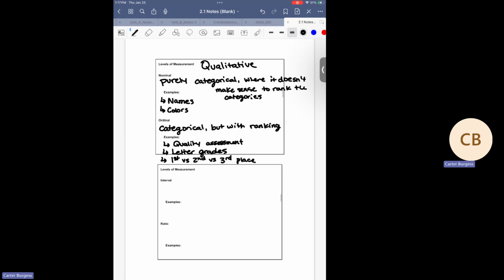So, questions about nominal versus ordinal. Nominal for name, ordinal for order.